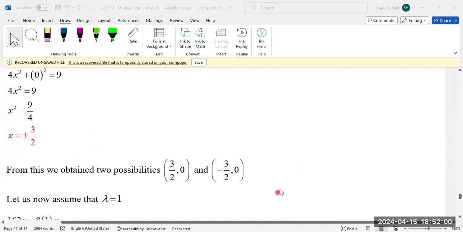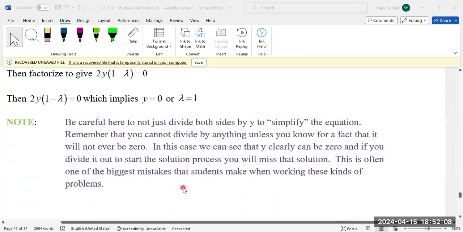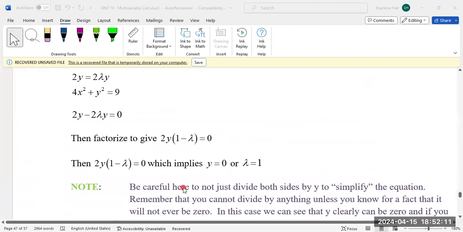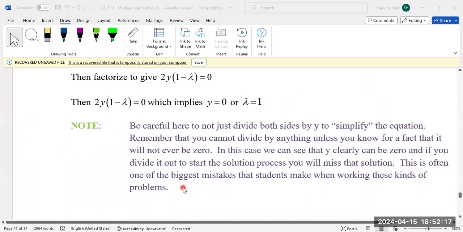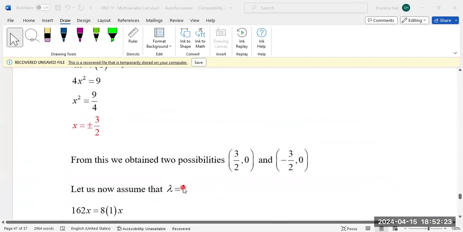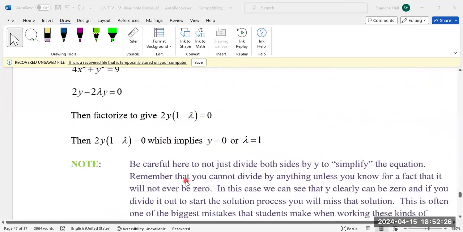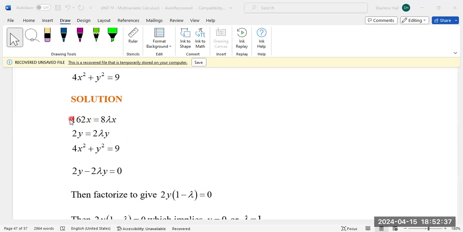Now, that was when we looked at y equals 0, sorry. We now need to look at the constraint lambda equals 1. We would have used the second equation to work with lambda equals 1. So the only other way we can substitute lambda equals 1 now is to go into our second equation, 162x minus 8 lambda x.